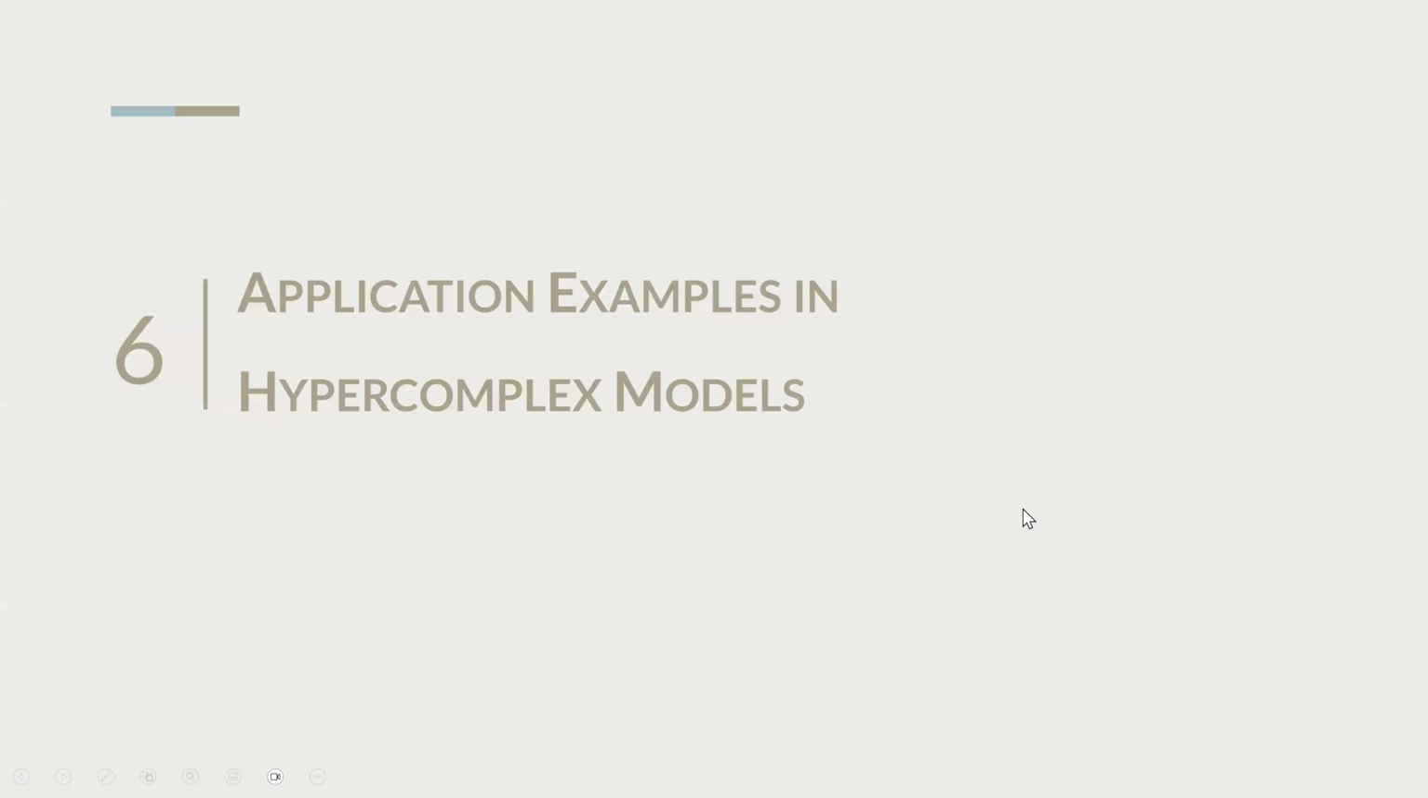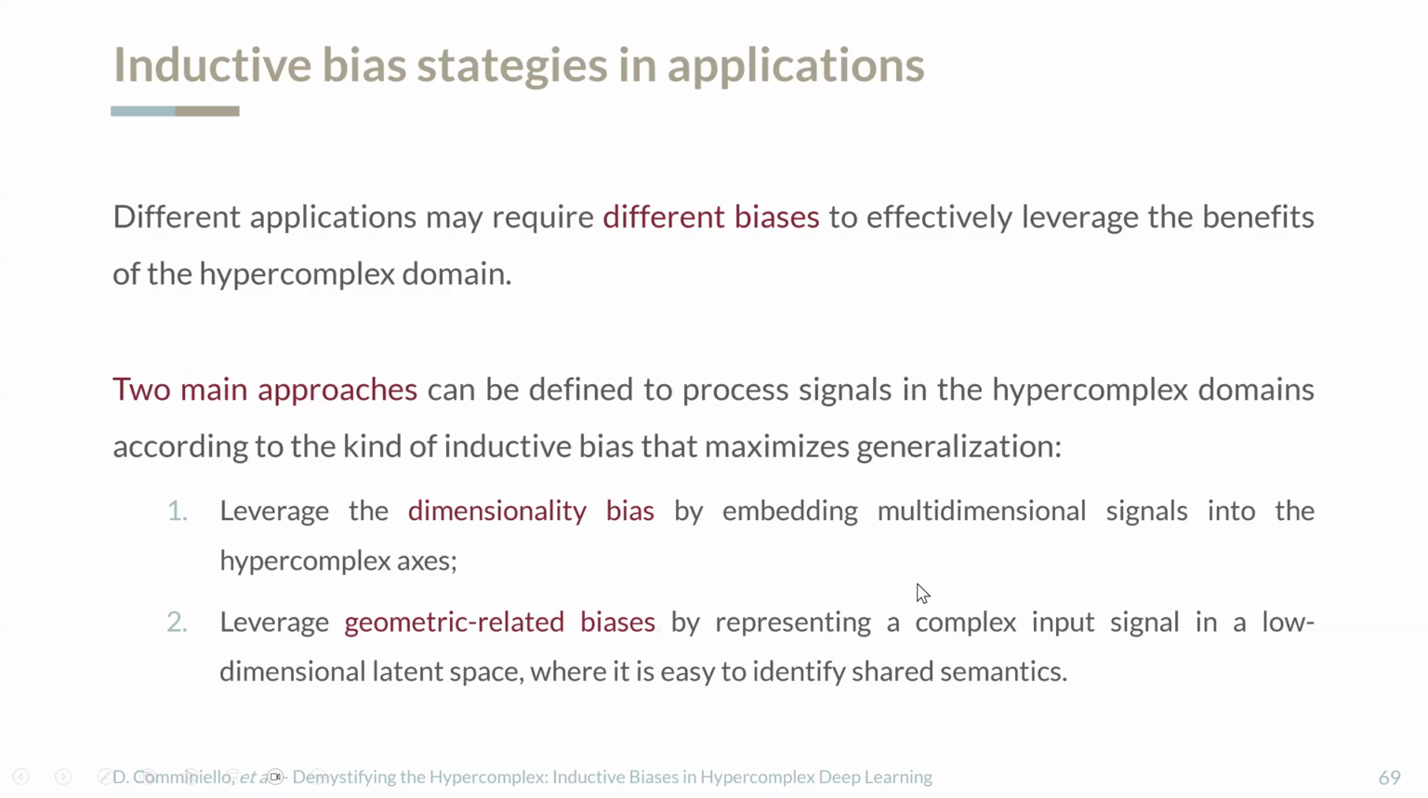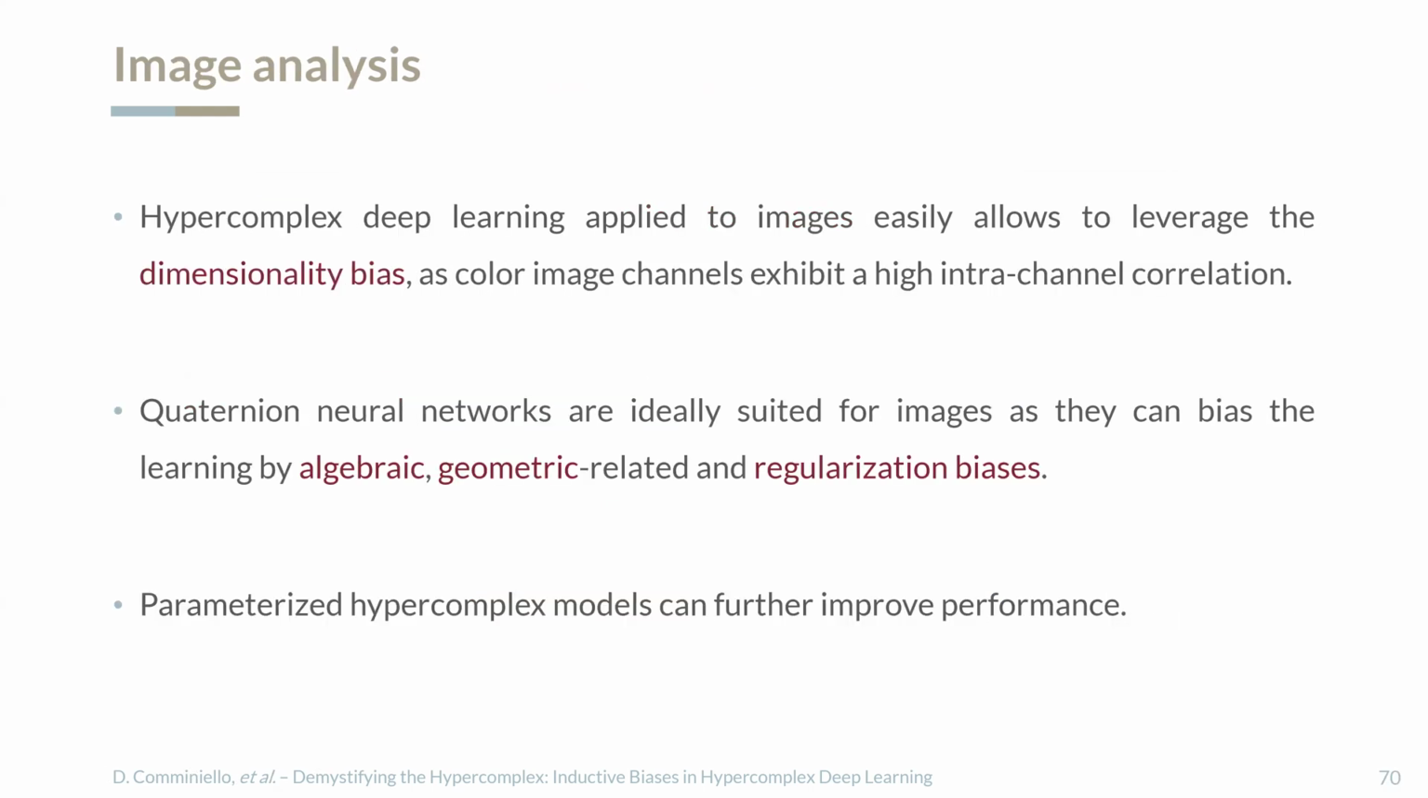I would like just to close this talk to give some overview about the application examples that we can have in using this kind of models. So, for instance, image analysis is maybe the most trivial application example, because we have colored images, for instance, and we can have, of course, channels that are very, very correlated.